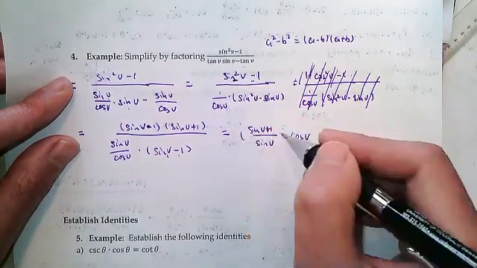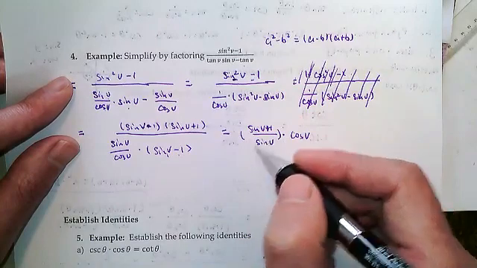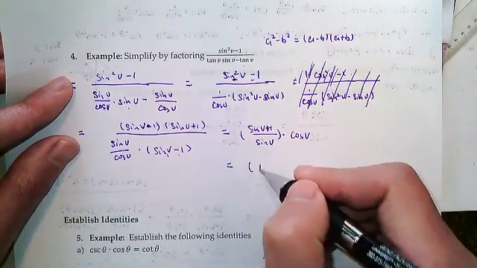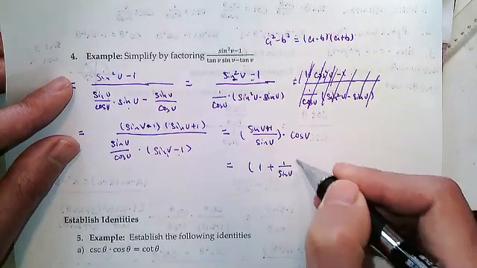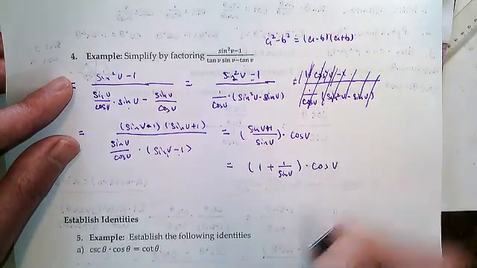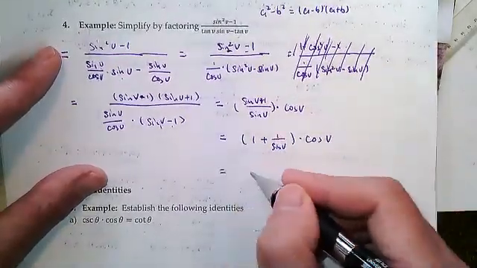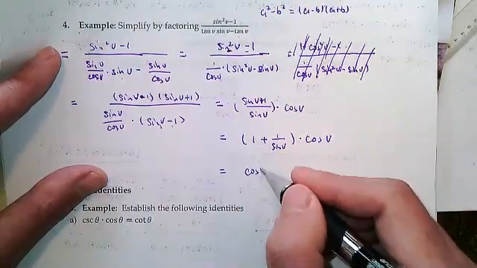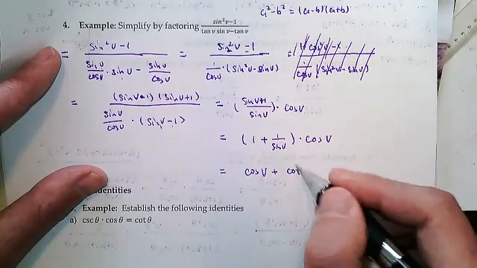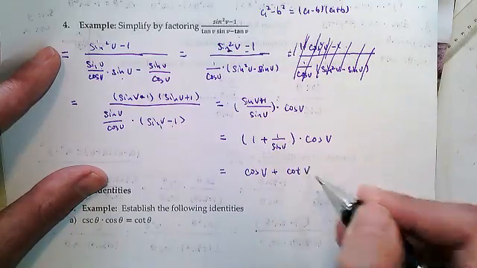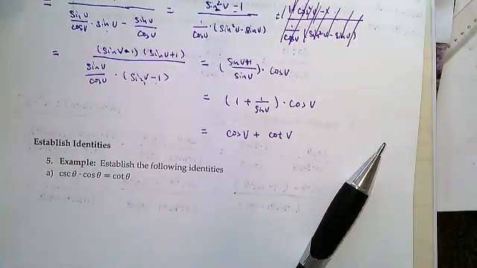Again, we can apply the technique to deconstruct this fraction. Sine v over sine v is just 1. Then 1 over sine v is 1 over sine v. Then you can multiply the cosine v inside. So cosine v times 1 is cosine v. Cosine v times this guy is cosine over sine, which gives you cotangent v. That's it. Any question?